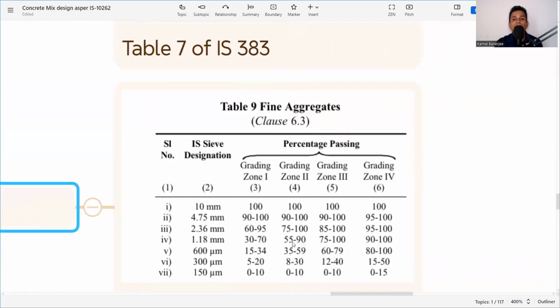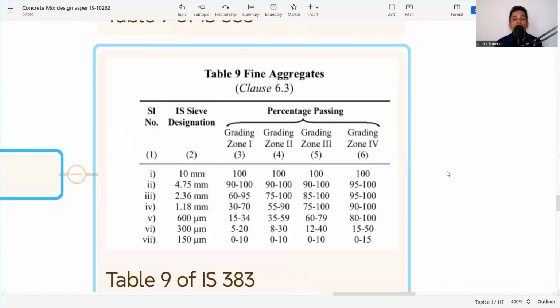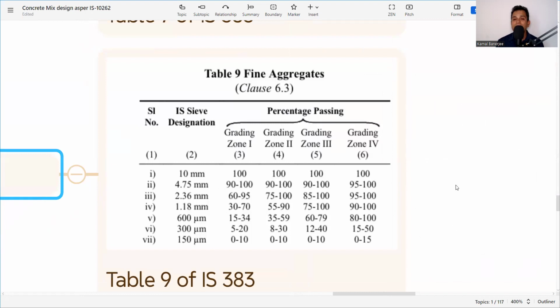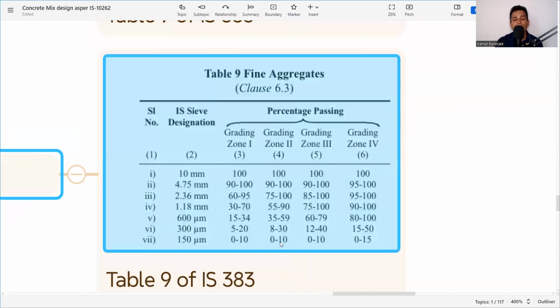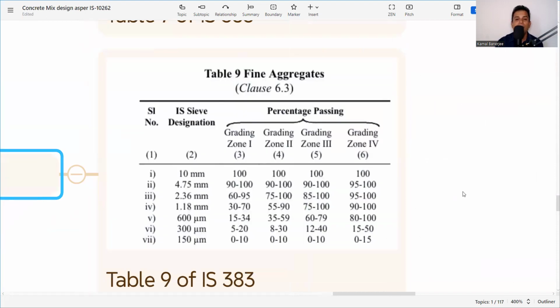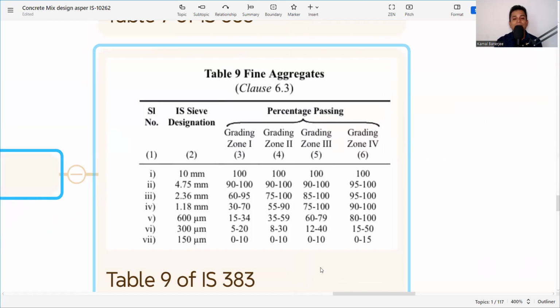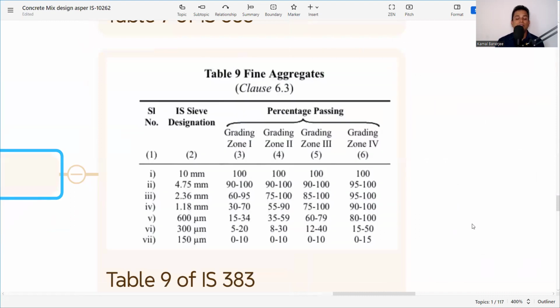Fine aggregate, all we know there are four zones: zone 1, zone 2, zone 3, zone 4 as per table 9 of IS 383. And what will be the sieve designation? That is 10, 4.75, 2.36, 1.18, 600, 300, and 150 micron. Now, here we are getting always that zone 2 is the preferable. So we need to finally check whether these criteria are satisfied or not.